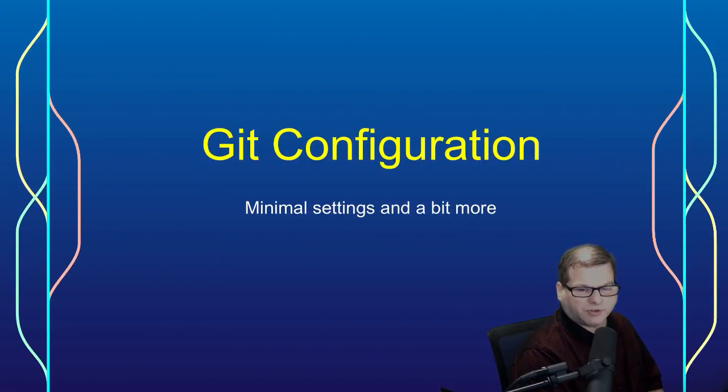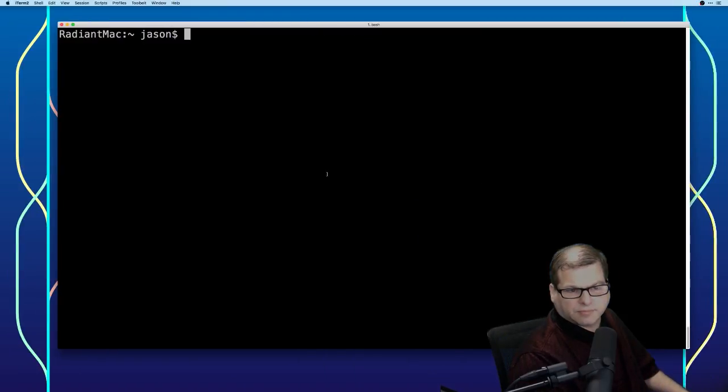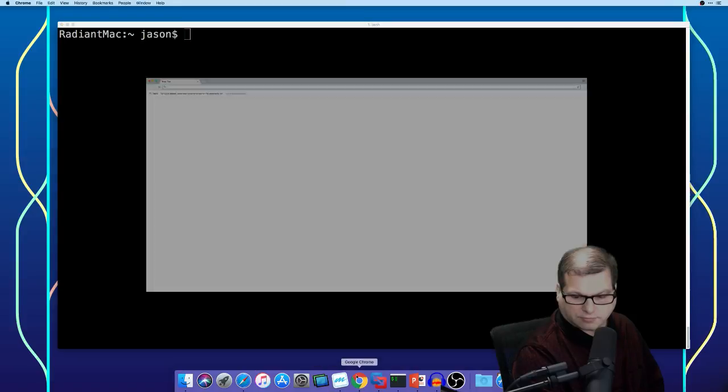All right, now that we have our Git configuration set up, let's move on to setting up our Git prompt. There's a few other bash shell environment tweaks as well, so we'll handle all of that at one time. So back over here, I'm going to open up my web browser again because I've saved off some files that I want to leverage on my own GitHub account.